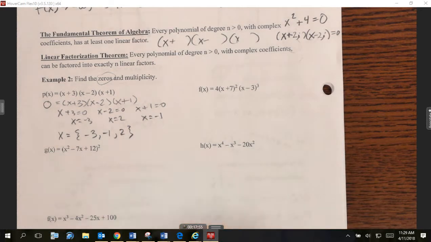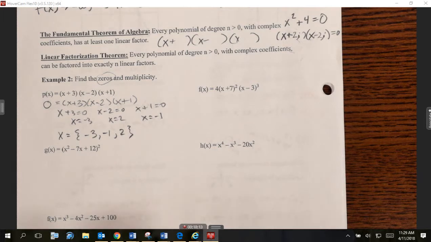Do I need to set 4 equal to 0? No. Why don't I have to set 4 equal to 0? There's no x in it. We're trying to find what x equals. There's no x in 4, so you don't need to worry about that.